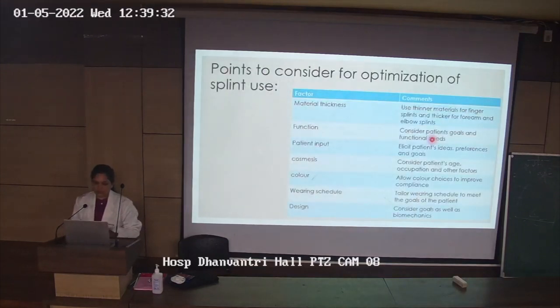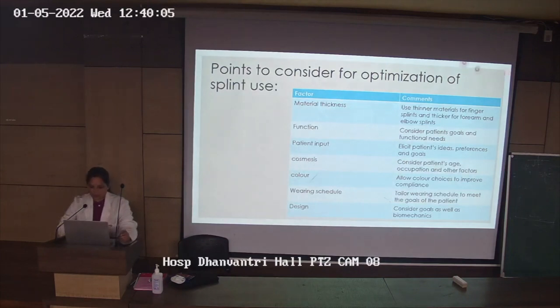Lastly, there are certain points to consider for optimization of splint use. First is the material thickness: use thinner materials for finger splints and thicker for forearm and elbow splints. Function: always consider the patient's goals and functional needs. The patient's input should always be added, whether the patient is comfortable in the orthosis and what his preferences are. Cosmesis: consider the patient's age, occupation and other factors. Color: allow color choices to improve compliance, although there are not many color choices right now.